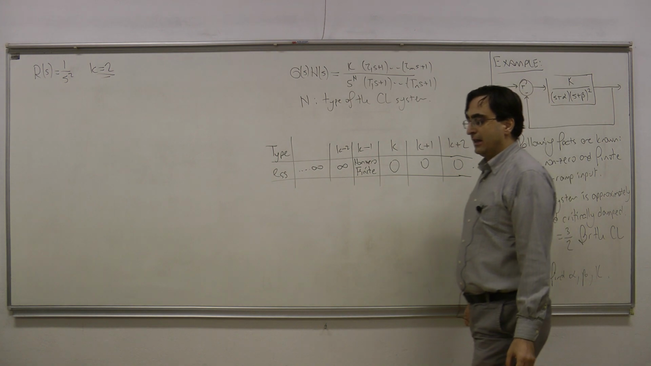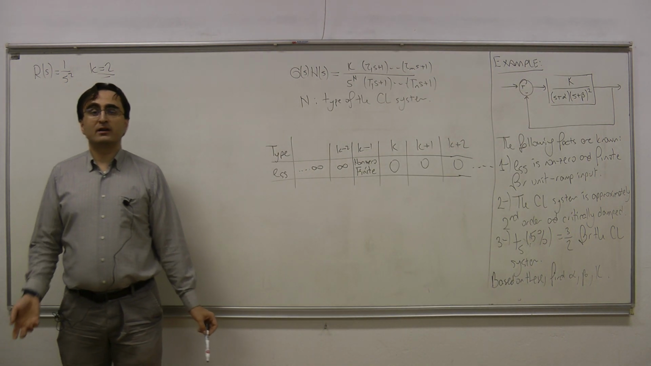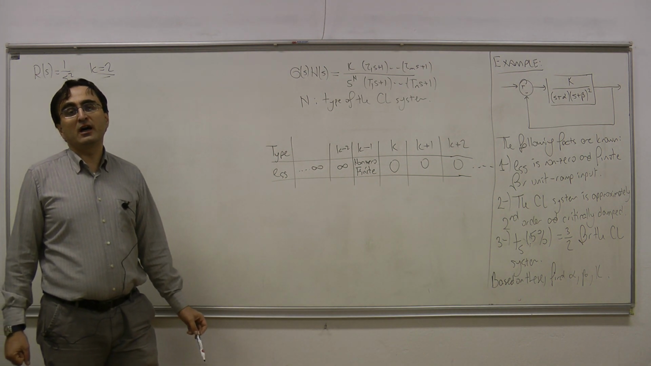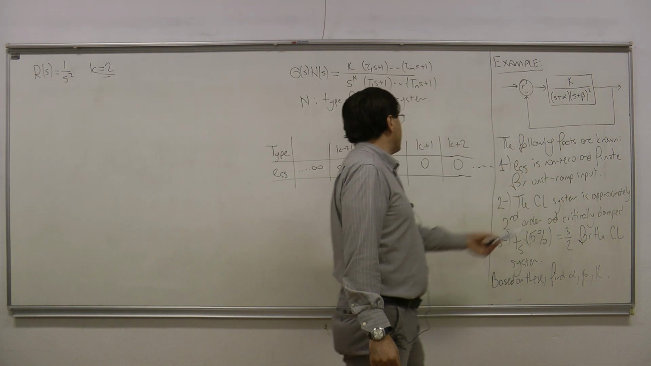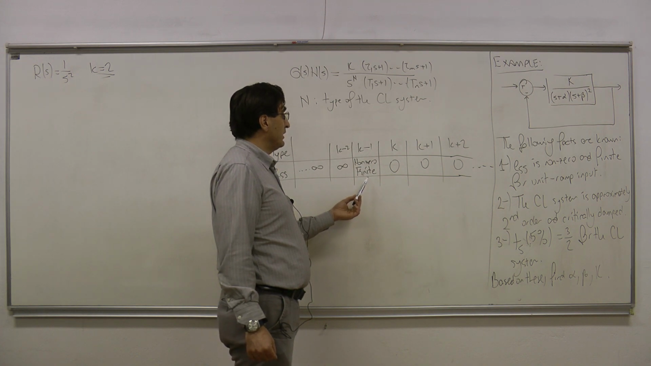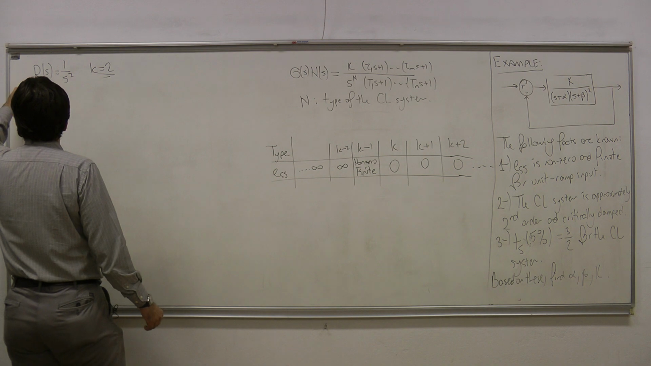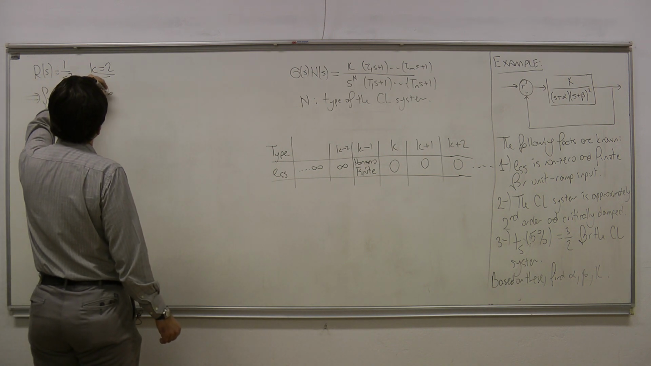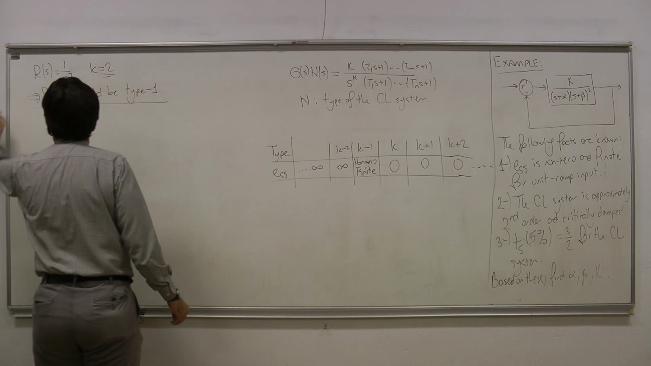What does this requirement tell us about the system? It tells us something about the type of the system. So this requirement means that the system type is going to be K-1. Okay? And here K is equal to 2. This means that the system should be type 1. Okay?